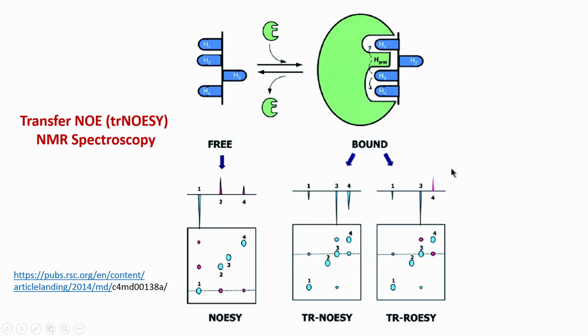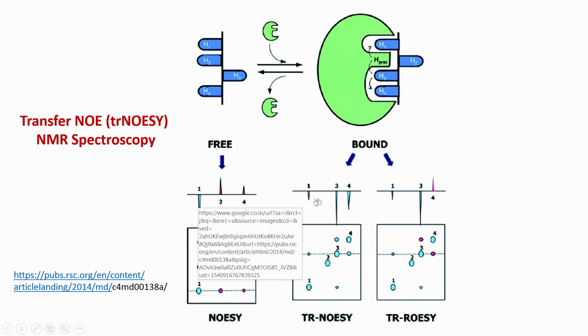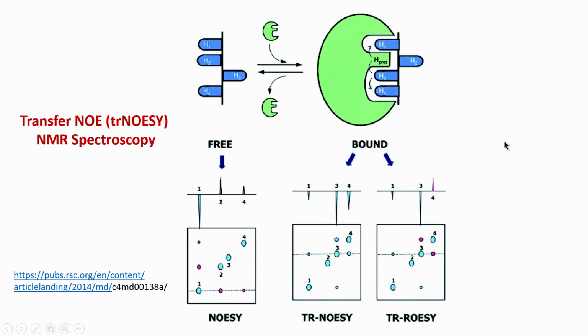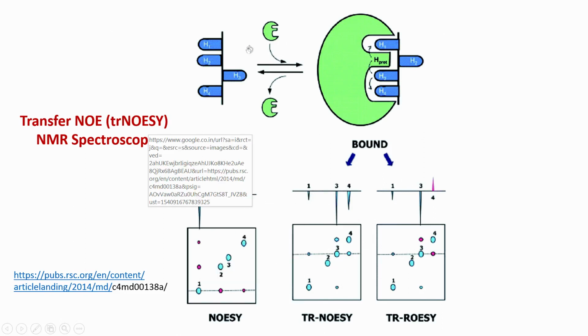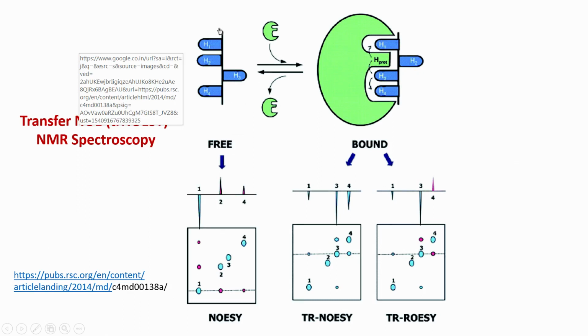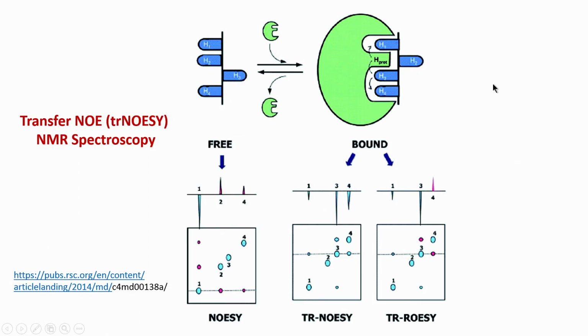Okay. So, basically this is the idea of the transfer NOE experiment, wherein you look at the NOE in the bound form, but what you are monitoring is the signals from the free form, because the ligand is much higher in concentration, and that helps us to get the indirect information. By looking at the free form, we are getting the information of the bound conformation.